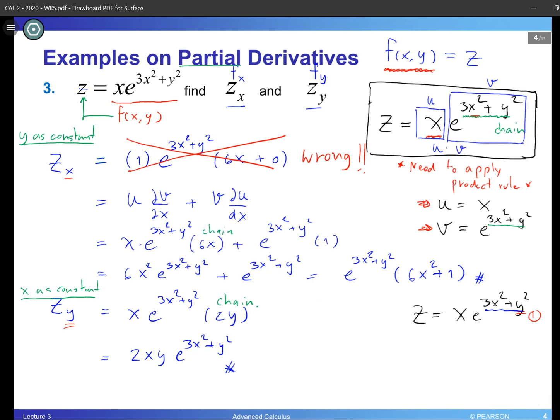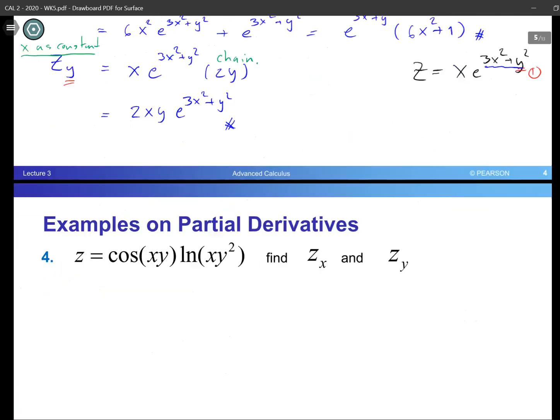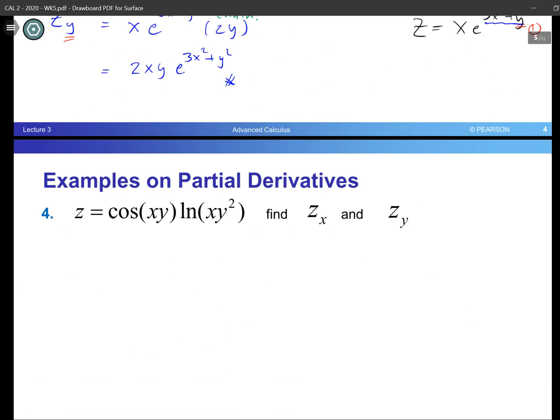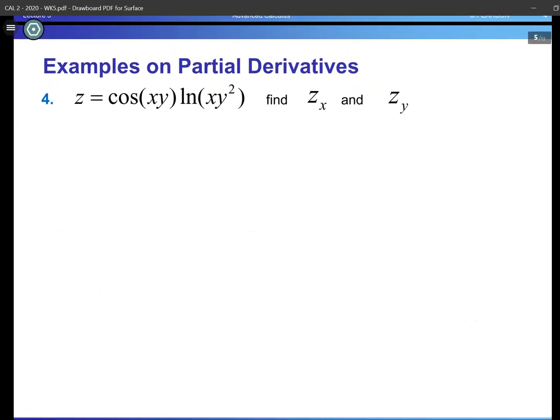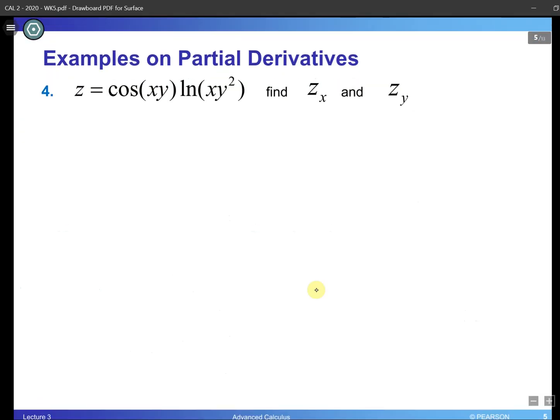So let's move to the next example, number 4. Let's take a look at this number 4 here. Once again, we have this z equal to some terms, and of course these terms.